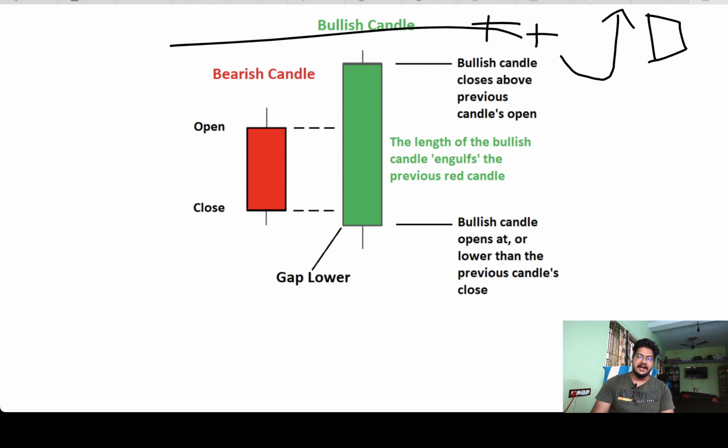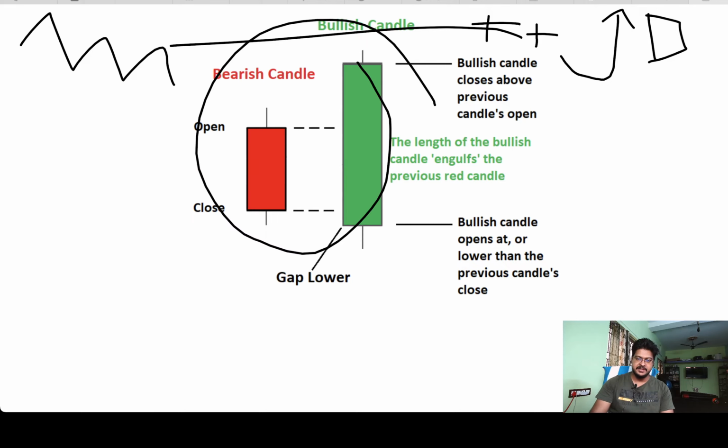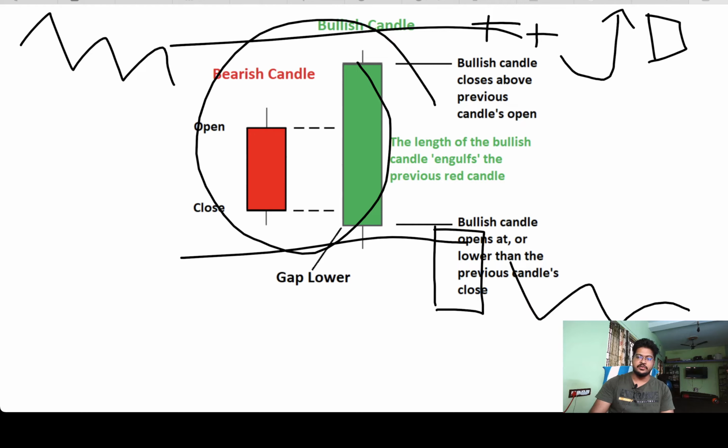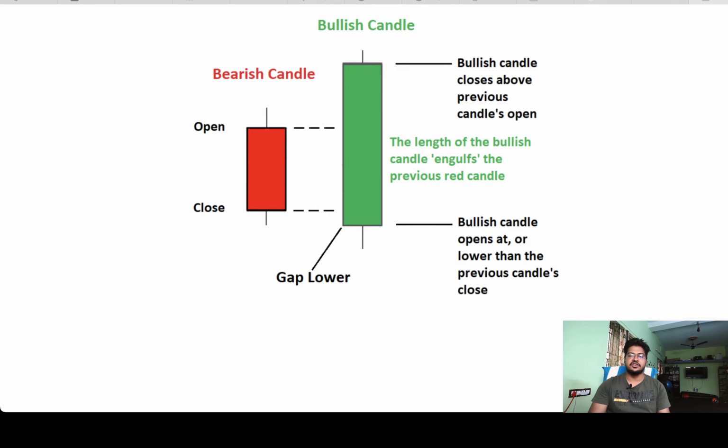And let's say the previous trend is up and the trend is weak, and then you see this bullish engulfing candlestick pattern. Then there is a high chance that the next candle will break the low of this pattern and continue its trend down. So these are the two factors. Let me make it short and simple. First is the previous trend.